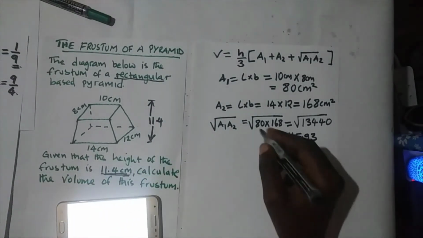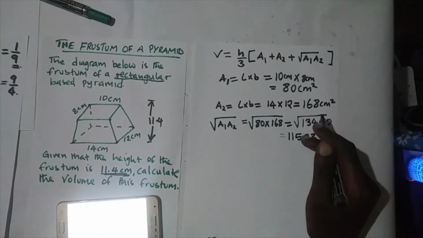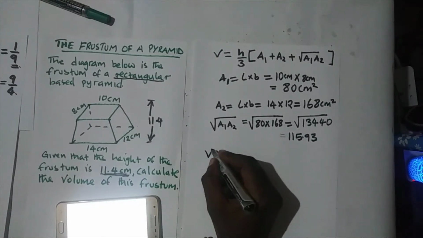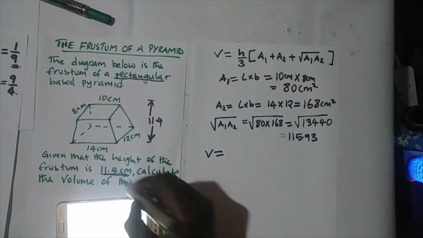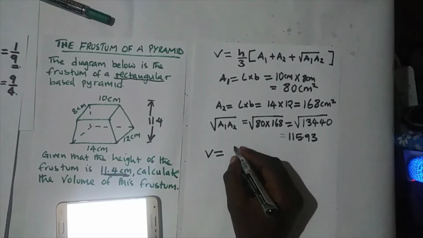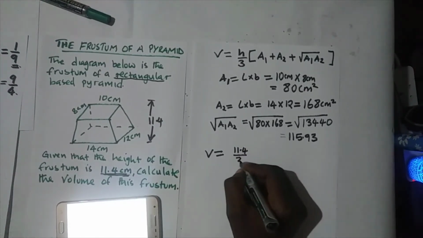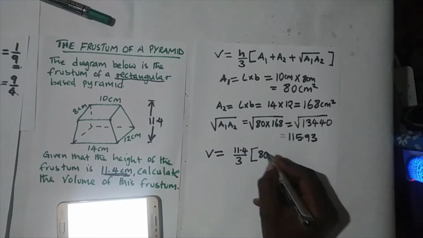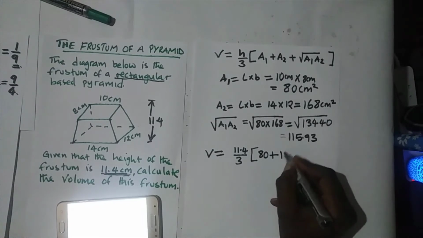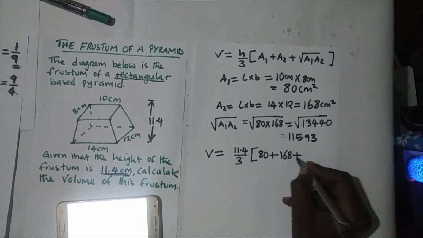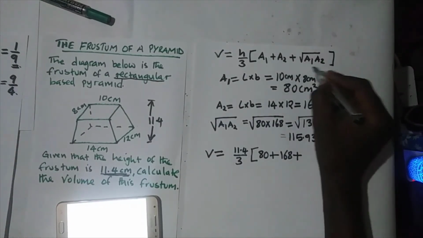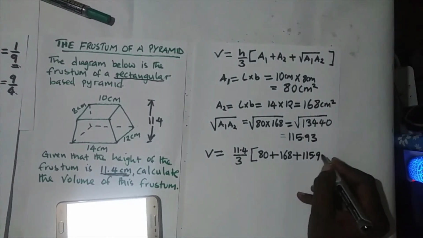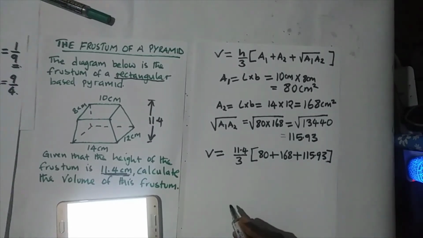And so now that we have calculated all these, we can put them in the formula. Volume is equal to our h, which has been given in the question, 11.4, so 11.4 over 3. And then our area 1 is 80, our area 2 is 168, and then at the end, the square root of a1 a2 is 115.93.